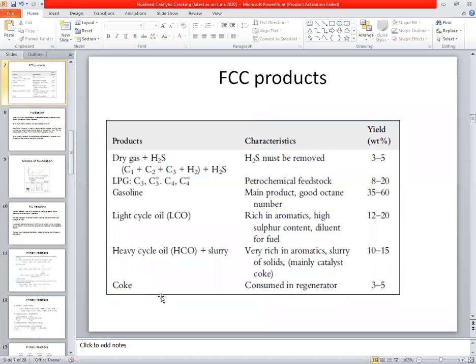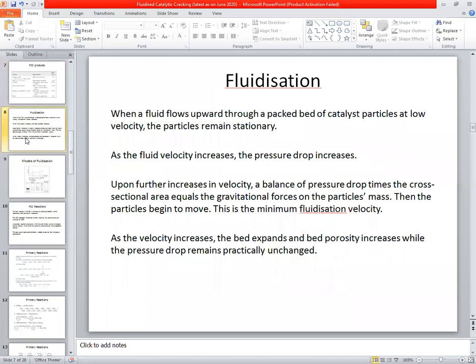Due to coke, the catalyst actually becomes deactivated. Now the main thing, whatever I told initially, here is the term fluidization, fluidized catalytic cracking. Now we will learn the meaning of fluidization. The difference from other cracking units is that in a fluidized cracking unit, the catalyst is in a fluidized condition.